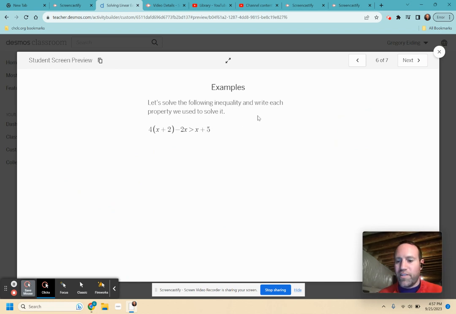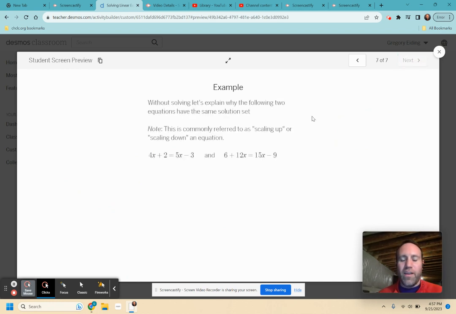Okay, we're actually going to skip this one and come back to it in class. So let's go ahead and tackle this last example here. Without solving, let's explain why the following two equations have the same solution set. So we're not going to solve these and show that they're both x equals whatever. Instead, we're going to talk about what's commonly referred to as scaling up or scaling down.